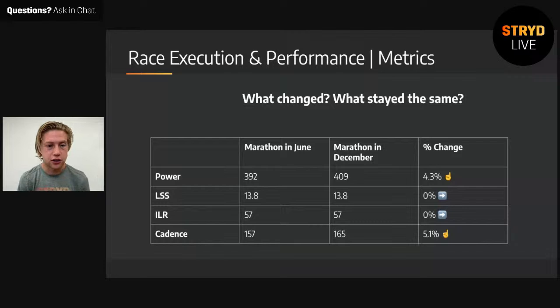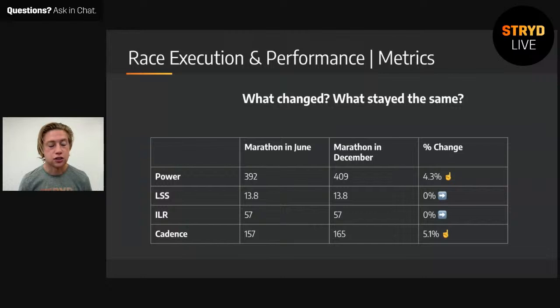And we can see across those two races, my leg spring stiffness stayed constant at 13.8. And additionally, my impact loading rate stayed constant at 57. And finally, my cadence improved by roughly 5.1% from that June race to that December race. So it is kind of expected the cadence would increase a bit because I was running faster.